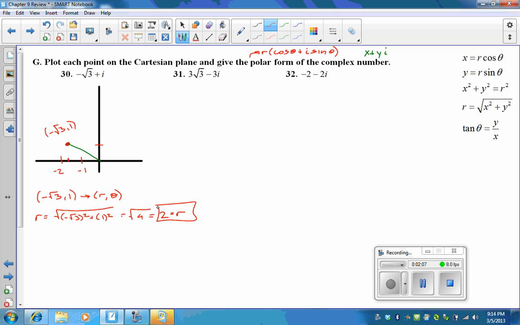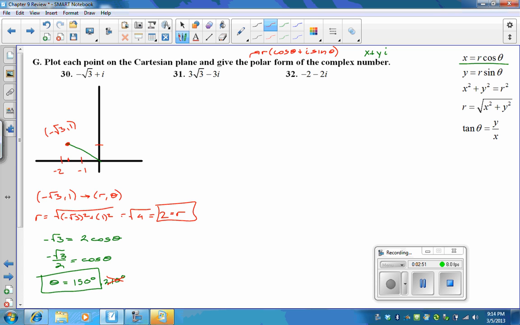For my theta, I like to use x equals r cosine theta. You could use y equals r sine theta if you want. You could also use the tangent one. But I know that x is negative root 3 and r is 2, so I'm plugging it into this formula right here. Negative root 3 equals 2 cosine theta, and then we'll divide by 2. Negative root 3 over 2 equals cosine theta. On the unit circle, you'll find 2 places where cosine equals negative root 3 over 2. One of them is 150 degrees, and the other one is 210 degrees. Since this point is in the second quadrant, we're going to choose the angle there. We will not choose 210. So make sure you choose the angle that's in the correct quadrant.